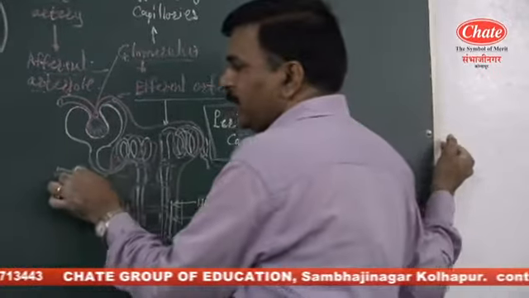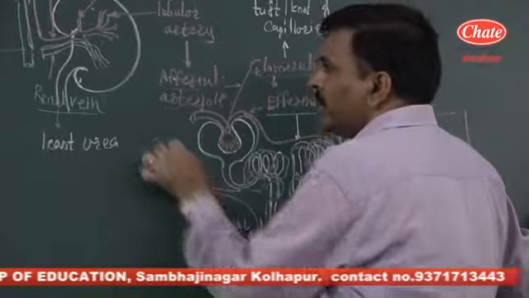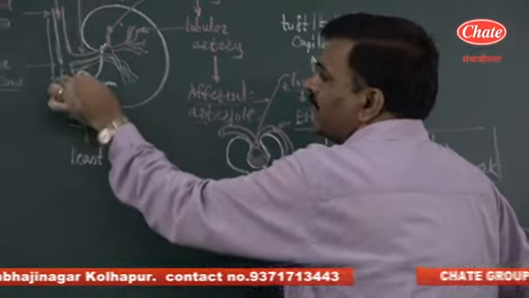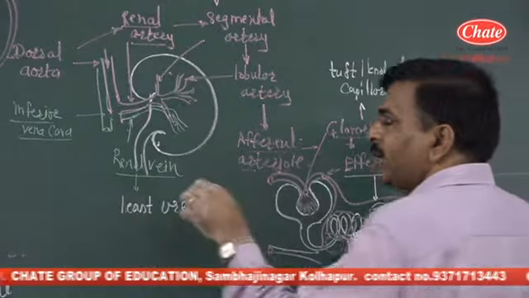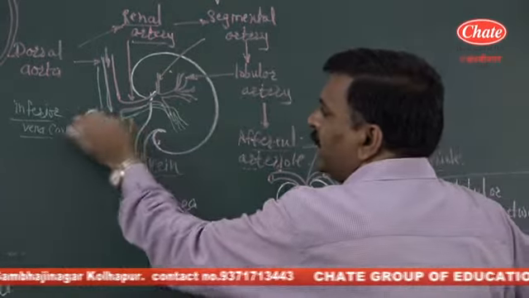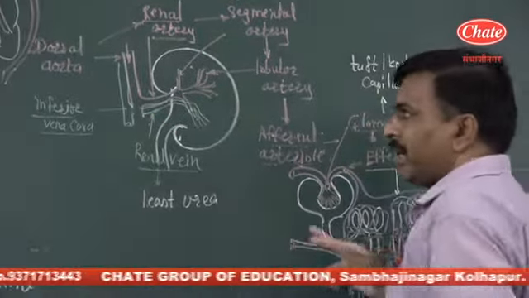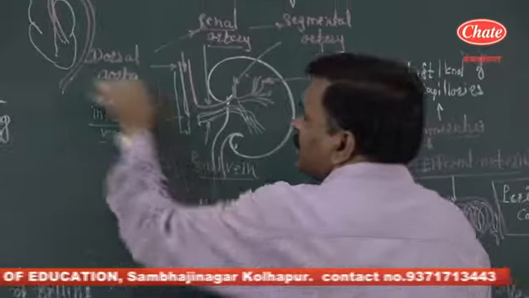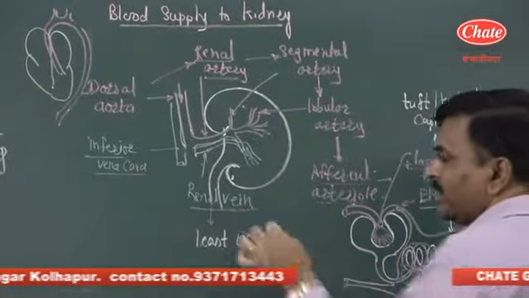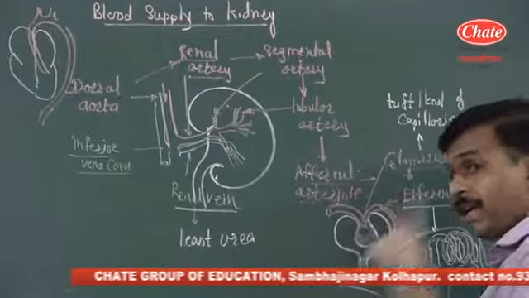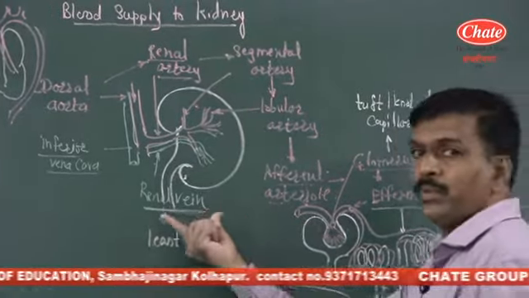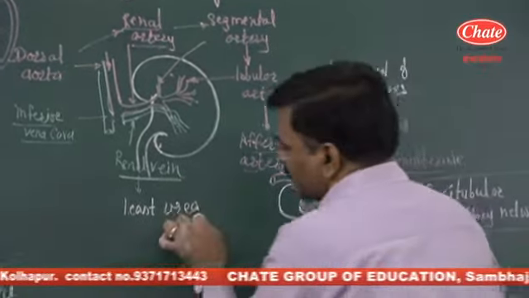All capillaries rejoin and form venules, which rejoin and form the renal vein, and this renal vein brings pure and deoxygenated blood, released into the inferior vena cava. This inferior vena cava passes this blood towards the heart. That's why remember, this is the renal vein which releases deoxygenated but pure blood, which contains the least amount of urea.